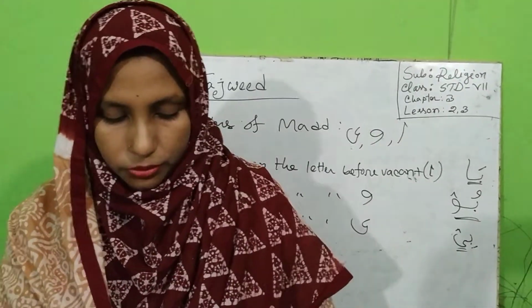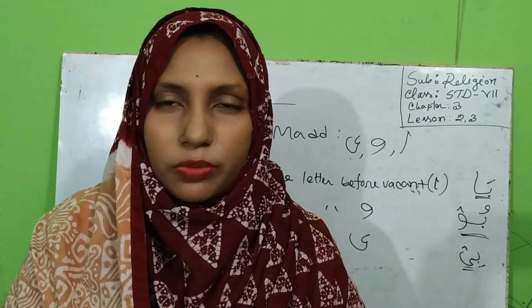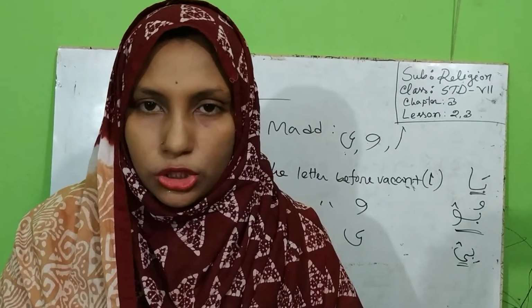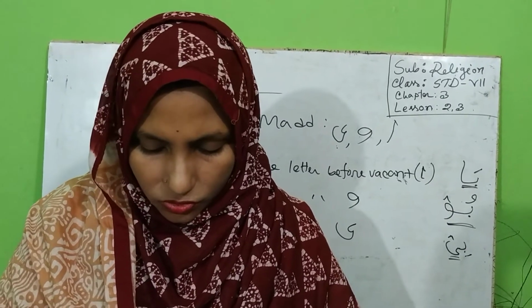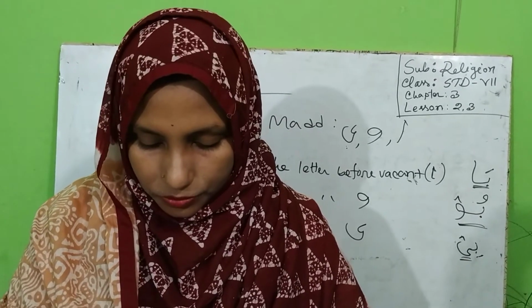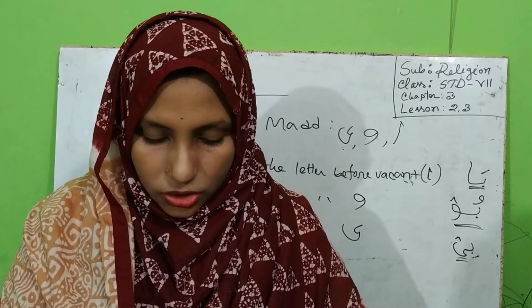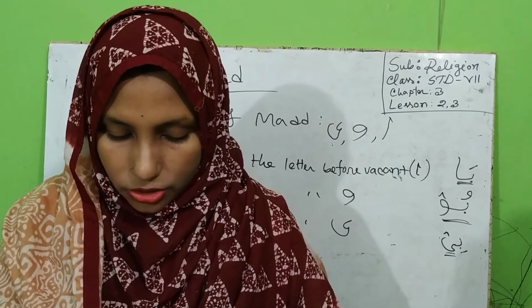Now we know the kinds of mad. What are the kinds of mad? Mad are two types: madde asli and madde fari. We call it madde asli when there is no jazm, hamza, or tajdeed before or on the right of the mad letter.